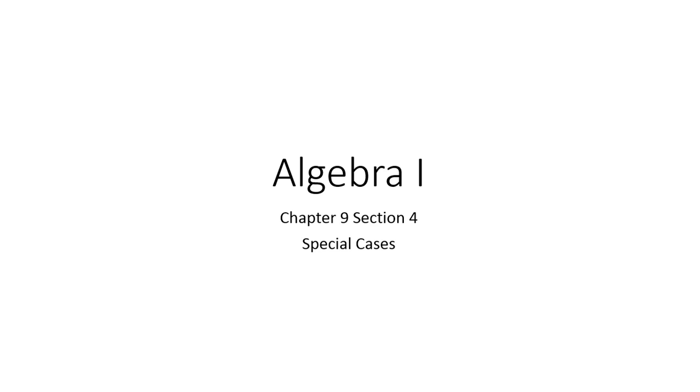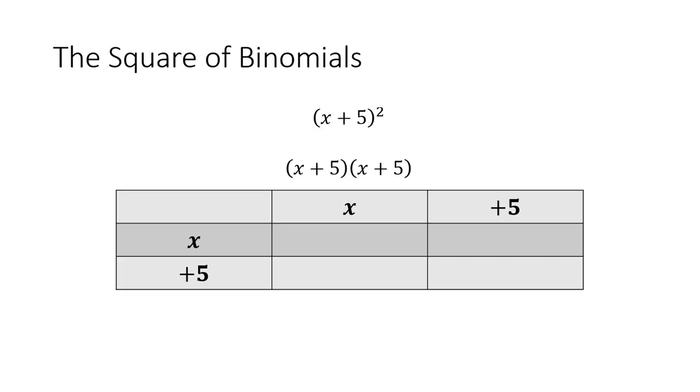All right, so moving on to section 4 of chapter 9, we're looking at special cases with multiplying binomials together. Sometimes there are shortcuts we can use when multiplying these binomials so we don't have to go through all the multiplication every time. So that's what we're going to be looking at here. The first thing is squaring binomials.